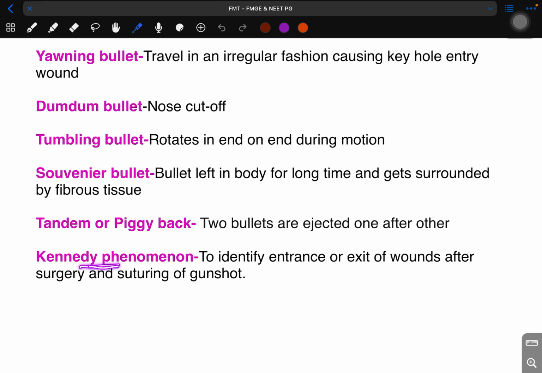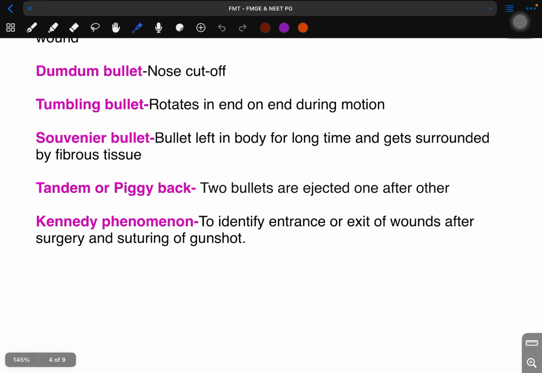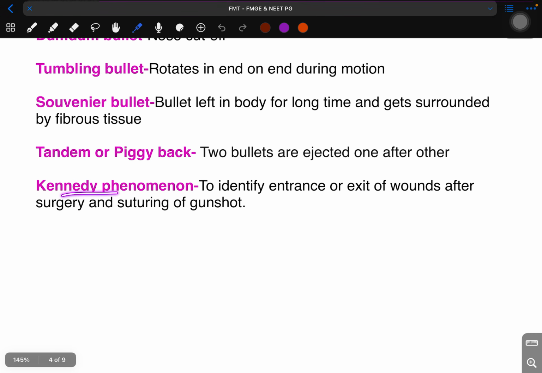What is Kennedy phenomenon? Suppose a bullet is fired, the person dies, and the post-mortem is done. Now after that, if we want to identify the entrance or exit of the wound, but the surgery and suturing is already done after the gunshot, and we want to identify the entry or the exit of wounds to identify the type of murder, it is known as Kennedy phenomenon. By this, we can identify.